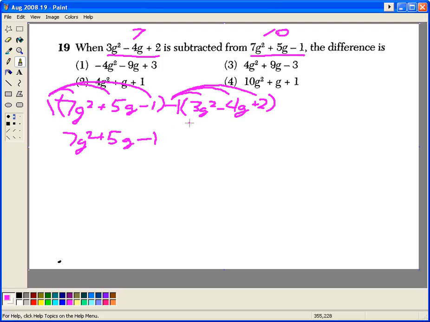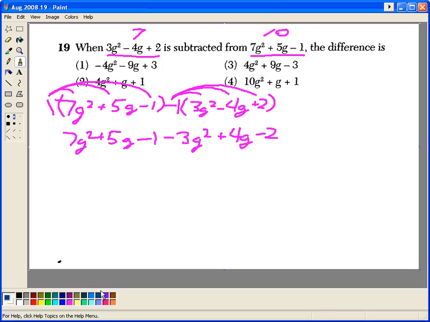But this one, while all the terms are going to stay nearly the same, it looks like -1 times 3, all the signs are going to change. Minus 3g squared plus 4g minus a 2.